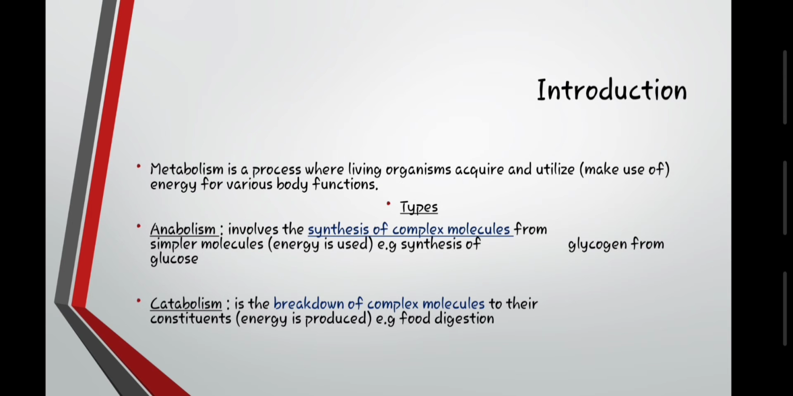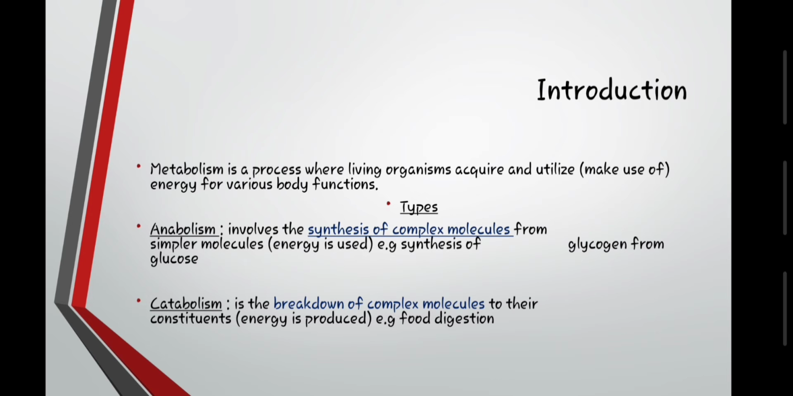So let's begin by looking at the definition of metabolism. This is a process where living organisms acquire and utilize, or make use of, free energy which is available for various body functions. And we have two types of metabolism, namely anabolism and catabolism.